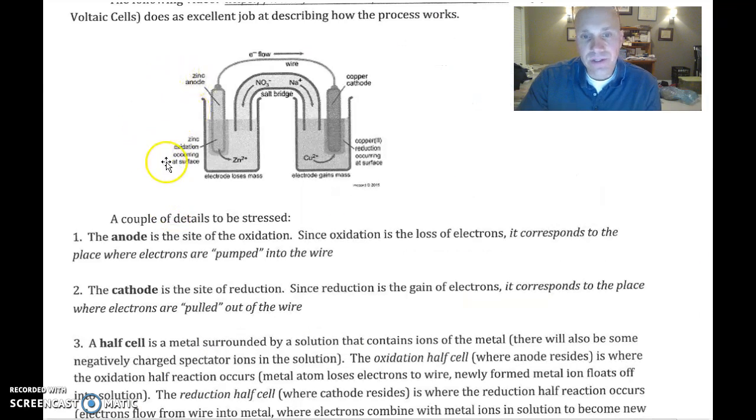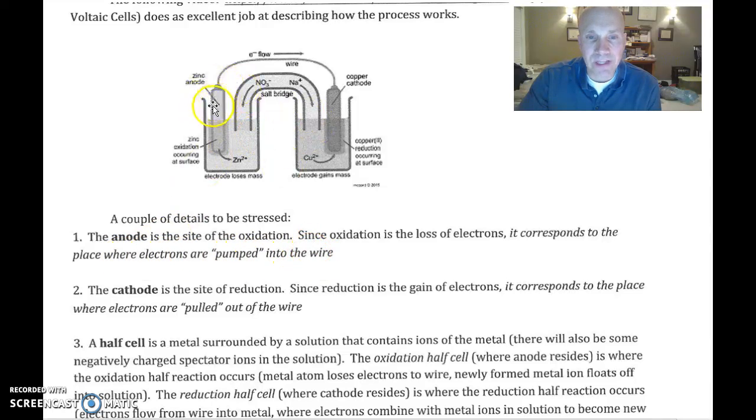Okay. So this diagram right here sums up a lot of the major concepts that were in the video. And a couple things I want to stress. First of all, the terms anode and cathode. The anode is the site of oxidation. Since oxidation is the loss of electrons, it essentially corresponds to the place in the galvanic cell where electrons are being pumped into the wire.